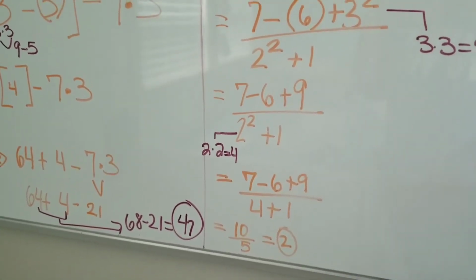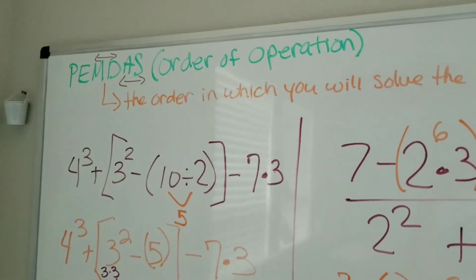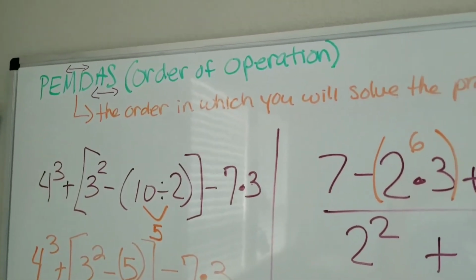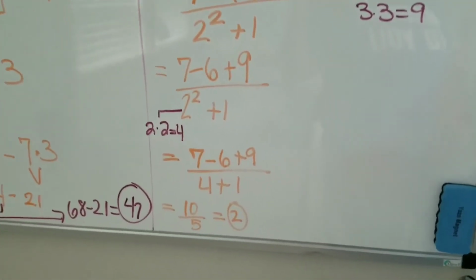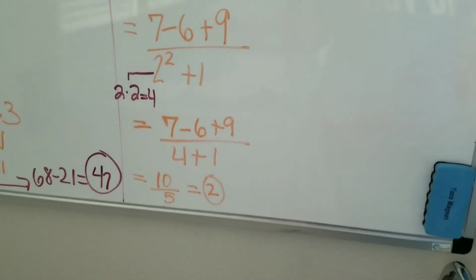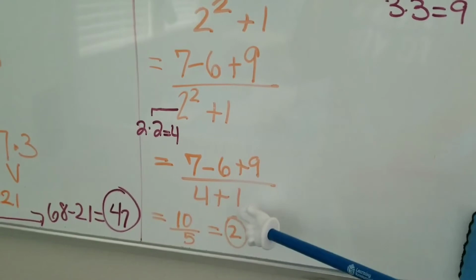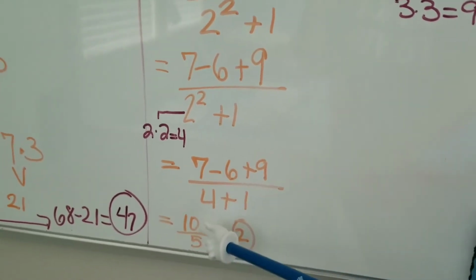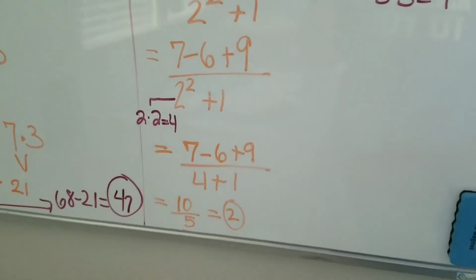Now I can solve. And when I solve, I'm thinking about PEMDAS, addition and subtraction from left to right, correct? Let's go ahead and solve that. 7 minus 6 is 1. 1 plus 9 is 10. 4 plus 1 is 5. So 10 over 5 simplifies to be 2. Did you get 2? Yeah.